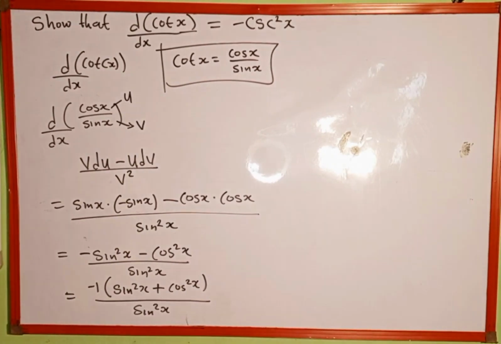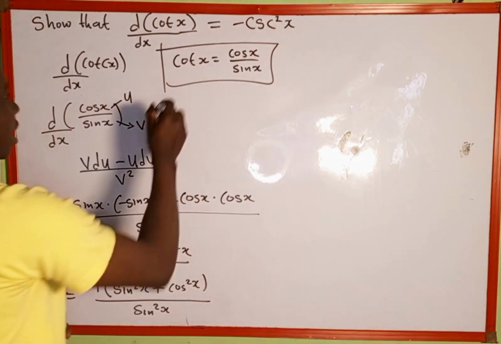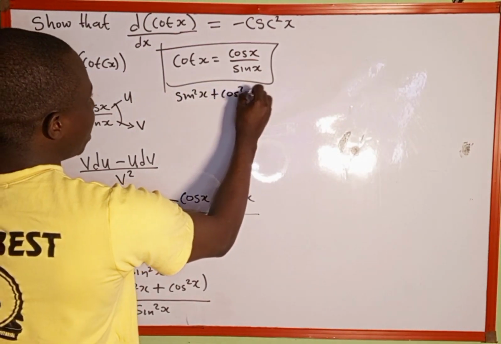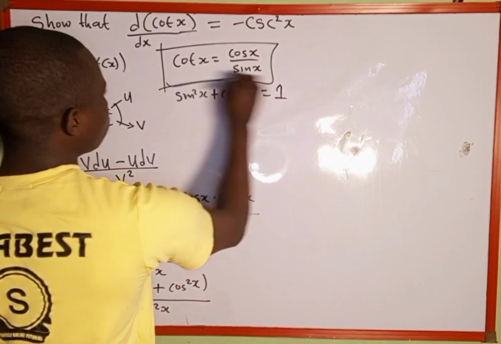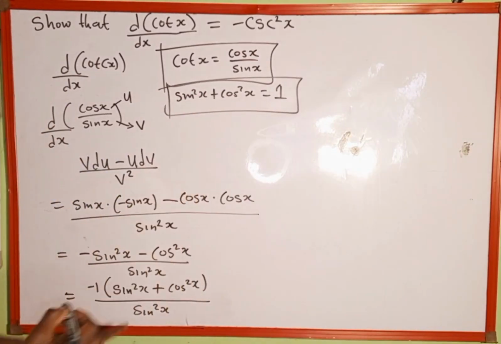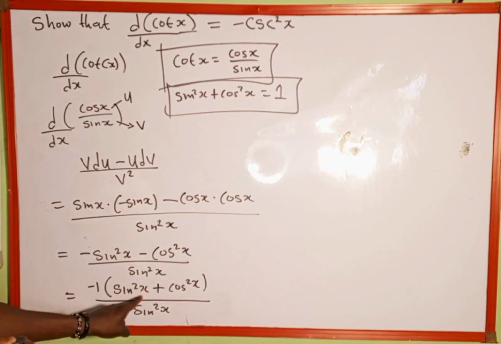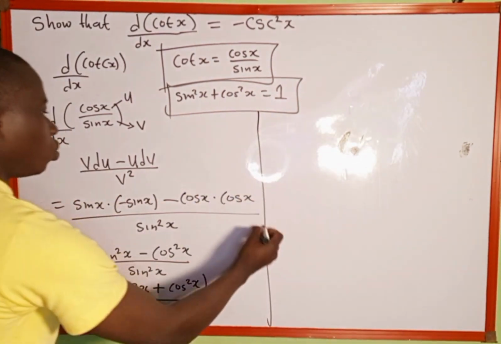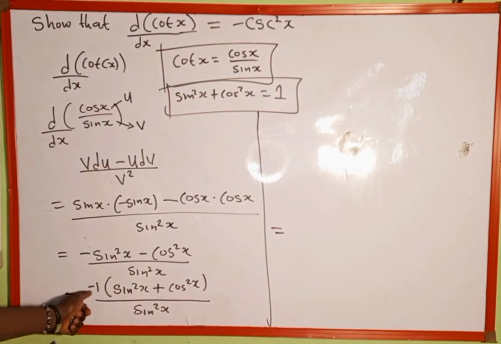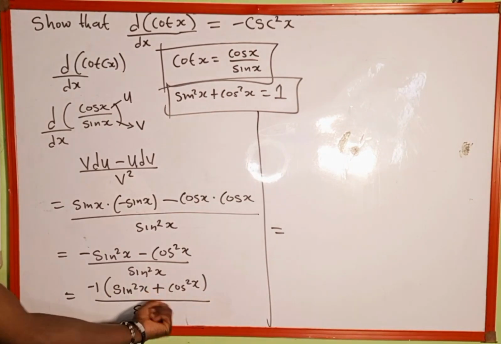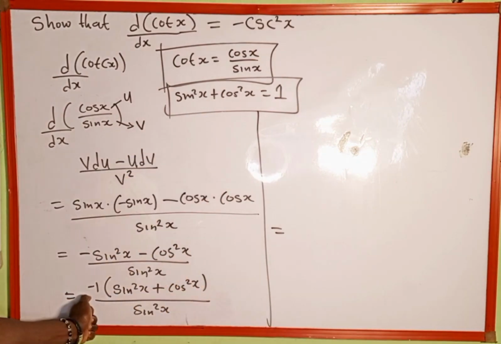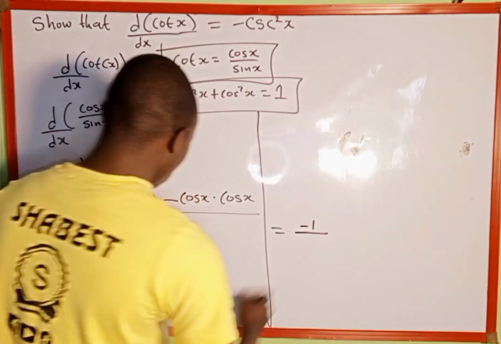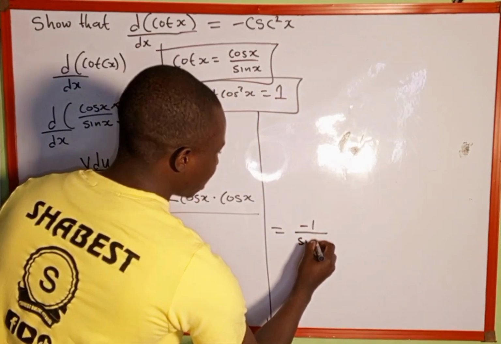So the next thing we are going to recall is from trig identity: sine square x plus cosine square x is the same as 1. So here in the bracket we have sine square x plus cosine square x, so we're going to replace it with 1. So this is going to be equal to -1 multiplied by 1, which gives us -1 all over sine square x.